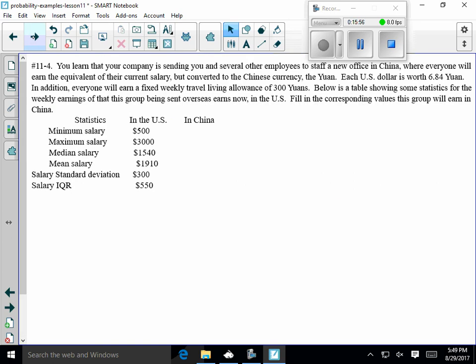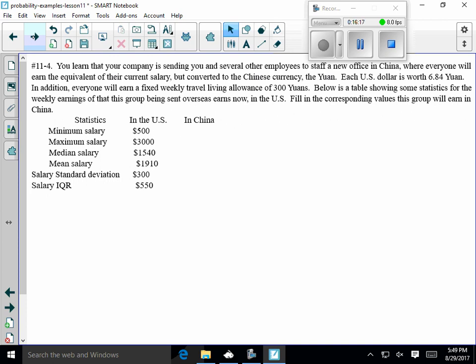This one says, you learn that your company is sending you and several other employees to staff a new office in China, where everyone will earn the equivalent of their current salary, but converted to the Chinese currency, the yuan. Each US dollar is worth 6.84 yuan. In addition, everyone will earn a fixed weekly travel living allowance of 300 yuan.